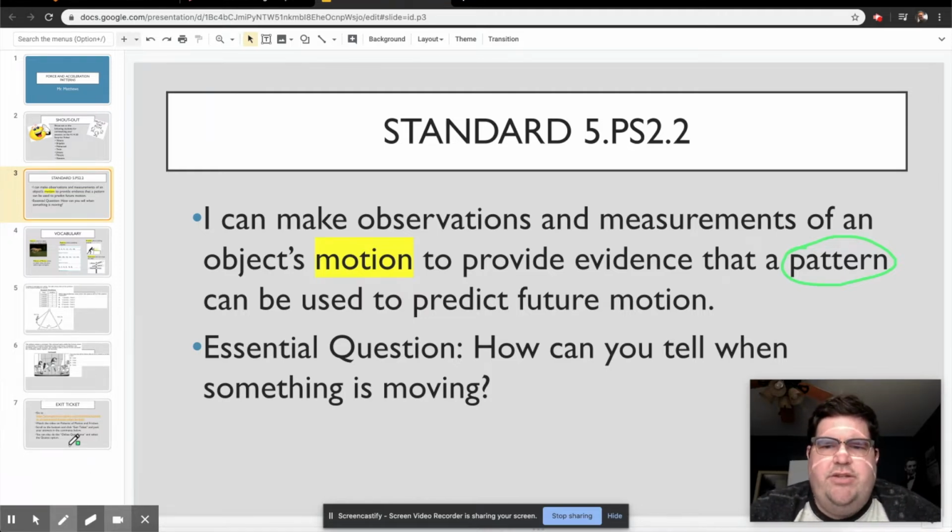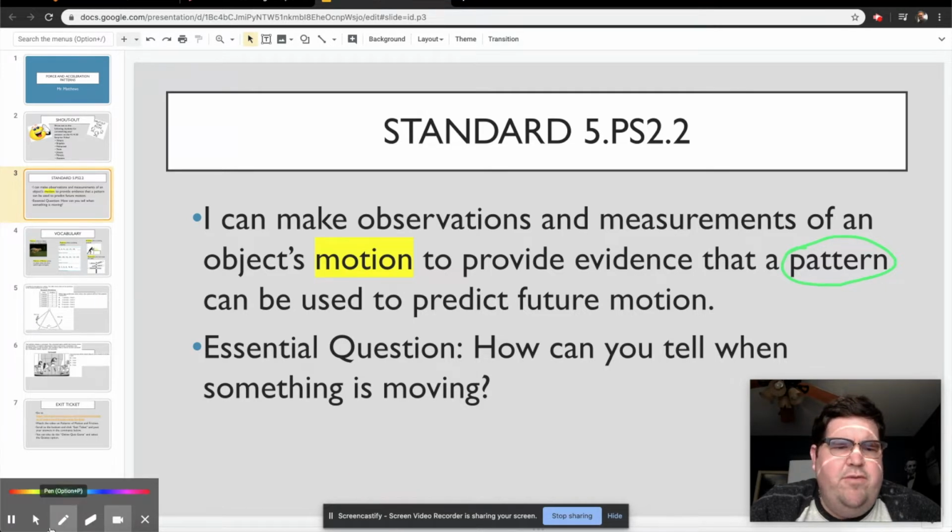And the essential question is, how can you tell when something's moving? Sounds like a simple question. But as we go through this and review, a lot of this will be review from 3rd and 4th grade material. So we're going to be looking at some 10 ready style questions on this particular standard that really challenge what we know of how can you tell when something is moving.